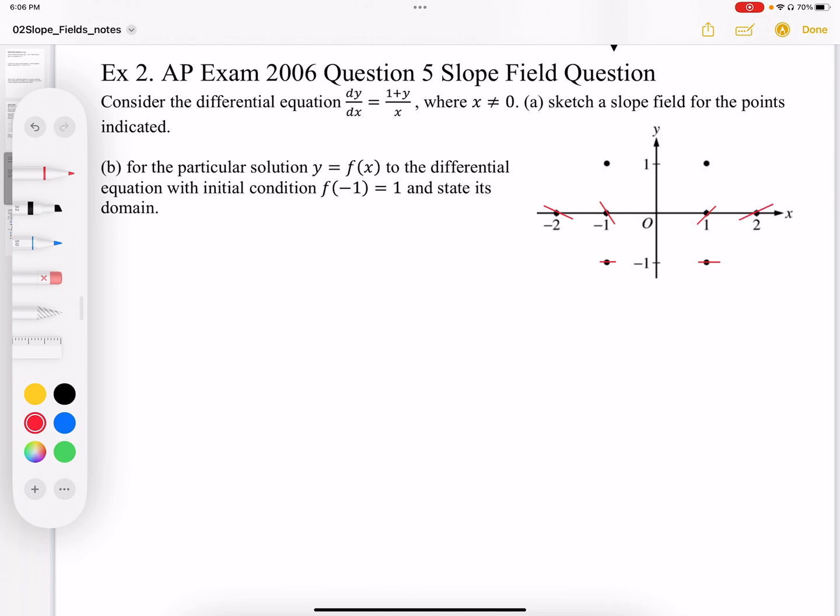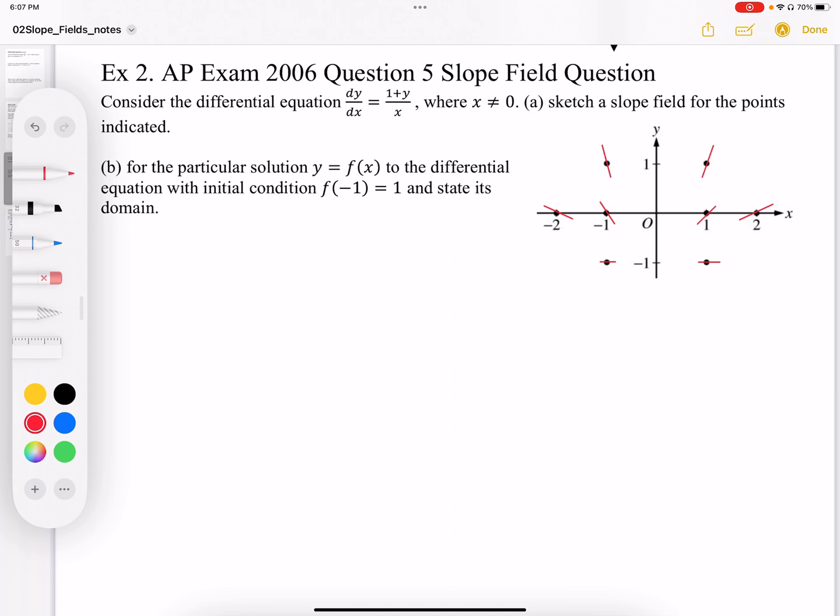And then I have at y equals 1, my numerator is going to be equal to 2. If x is -1, I'm going to end up with 2 over -1, so I'm going to get a -2 slope here. And then at x equals 1, y equals 1, I get 2 over 1, so I get a steeper line segment through there. Okay, so I've now sketched my slope field through the points indicated. This is not the entire slope field, but it gives me an idea what the slope field might look like.